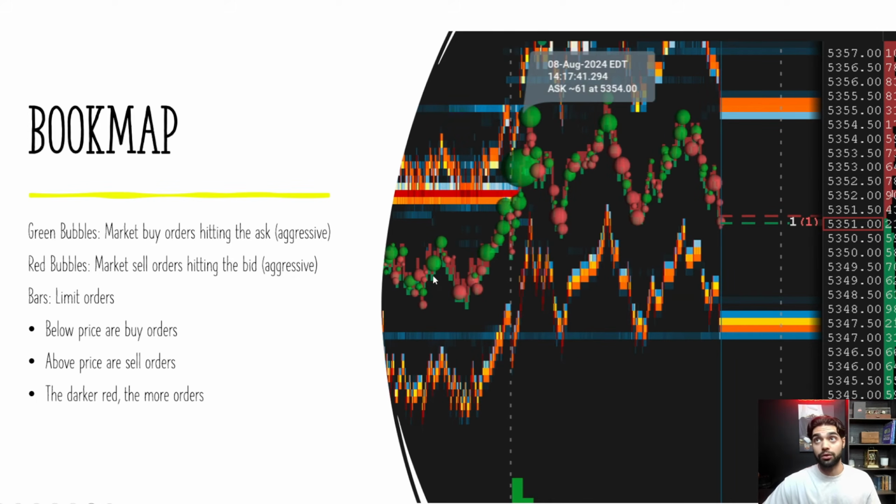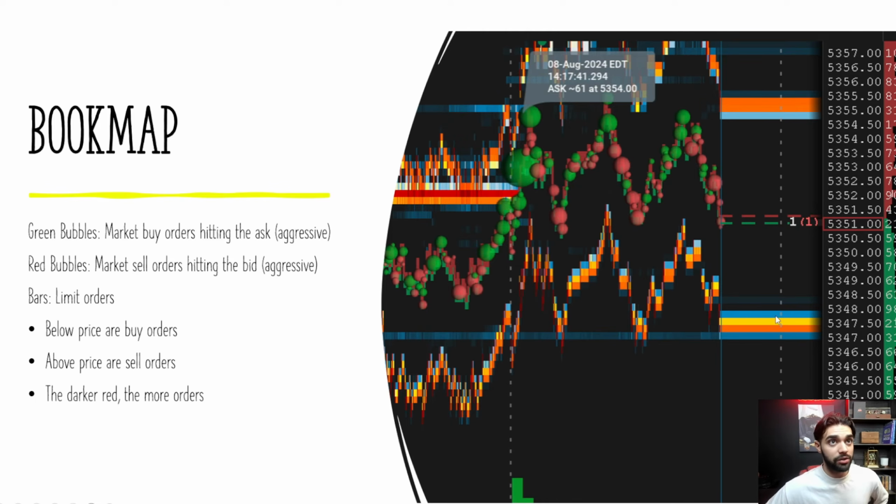Bookmap's one of my favorite order flow tools. And all this is, guys, is again super easy. The green bubbles are the market buy orders hitting the ask, right? They're the aggressive buyers. Every time a green bubble comes up, it'll show you the number once you hover over it. In this instance, it's 61 aggressive buyers that hit the ask at that price point, right? The red bubbles, just the opposite. All the orders hitting the bid, the aggressive sellers, all these red bubbles.